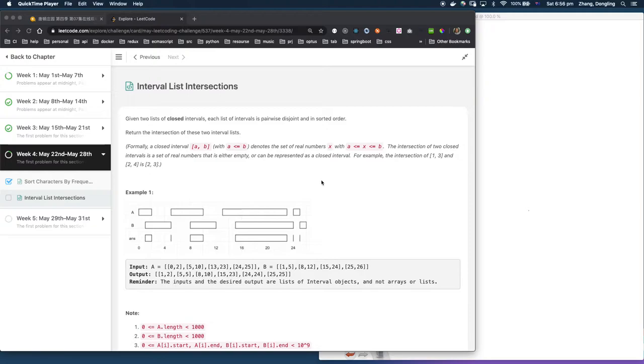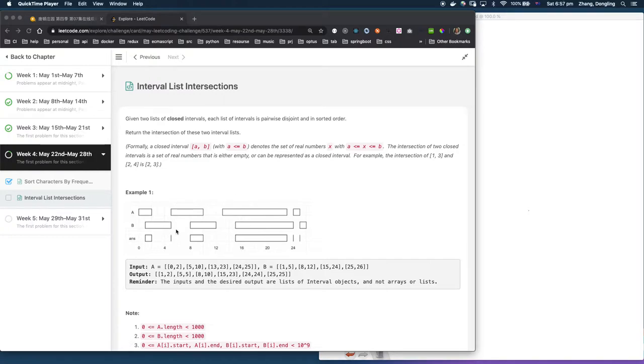Today we're going to talk about a LeetCode challenge. Today's challenge is called Interval List Intersections. Given two lists of closed intervals, each list of intervals is pairwise disjoint and in sorted order.